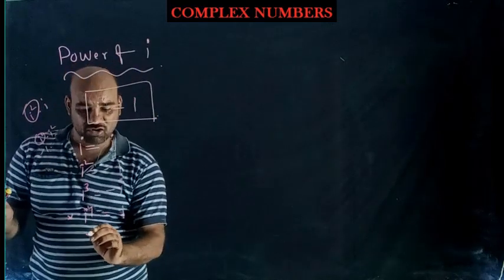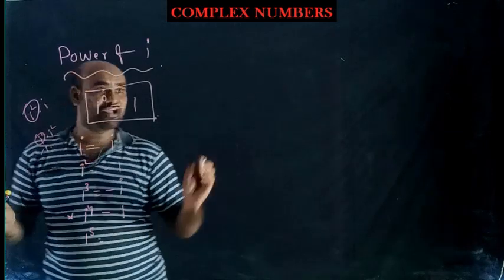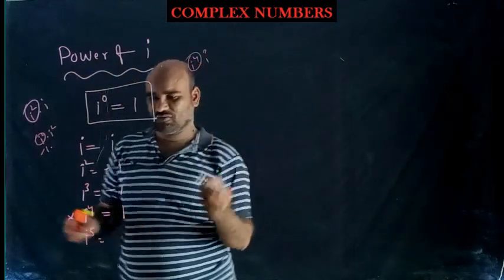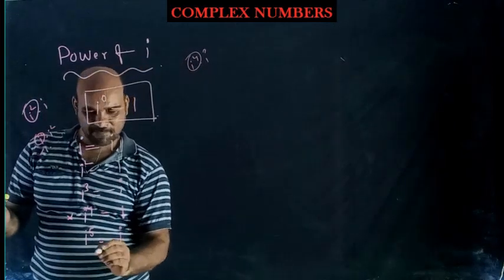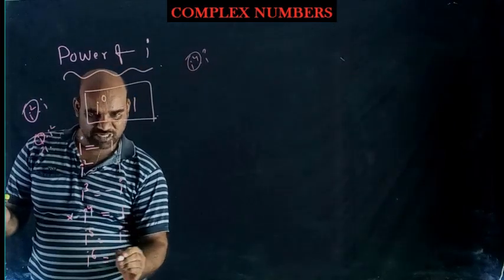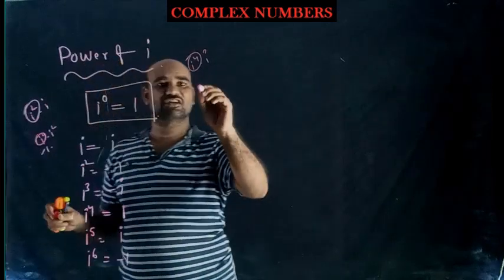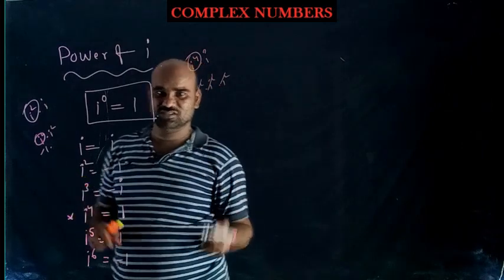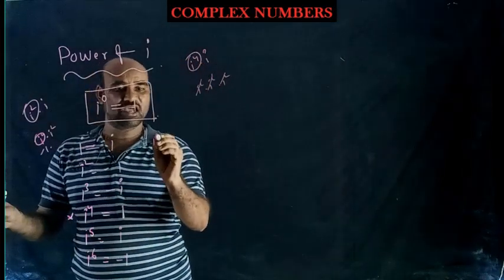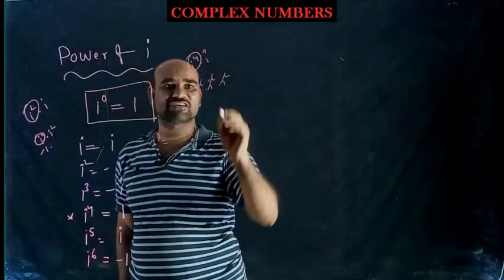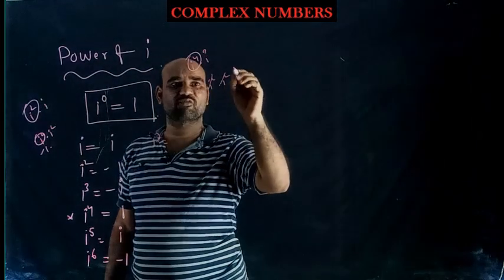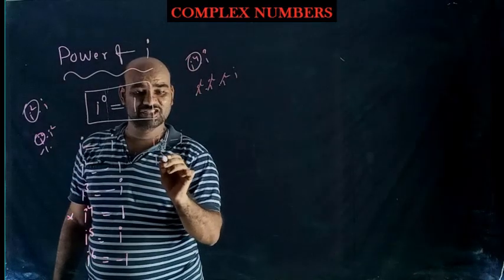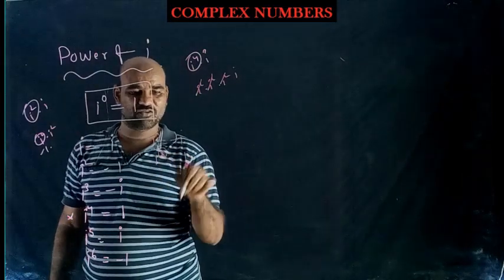Okay. Iota power 5 means iota power 4 into iota. Iota power 4 means 1, so 1 into iota, iota only. Iota power 6 will be minus 1, because iota square, iota square, iota square is minus 1, minus 1, minus 1, three minus 1s, minus 1. Iota power 7 you want to find. Iota power 7 means again 1 into iota cube, minus iota. Iota power 8, interesting, iota power 8 is equal to 1.